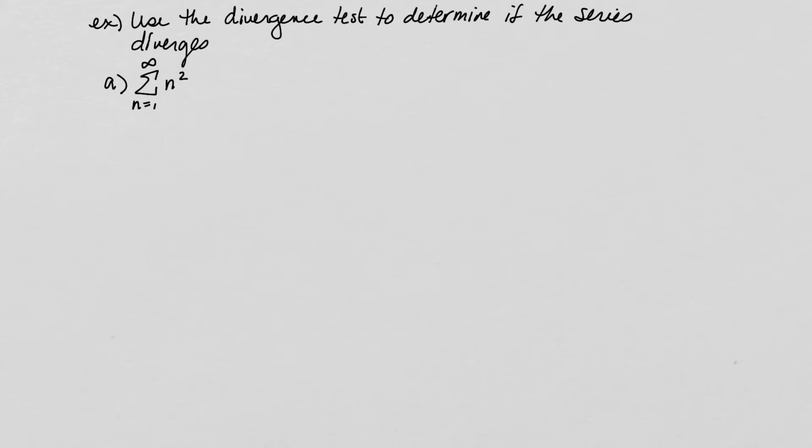So you want to be clear about what test you're using. So we're going to try using the divergence test. We're going to look at the limit as n approaches infinity of n squared. And so what is that limit? Limit as n approaches infinity of n squared.